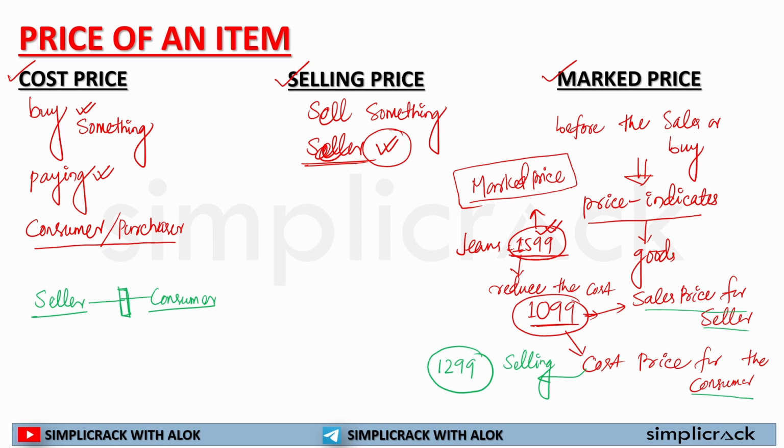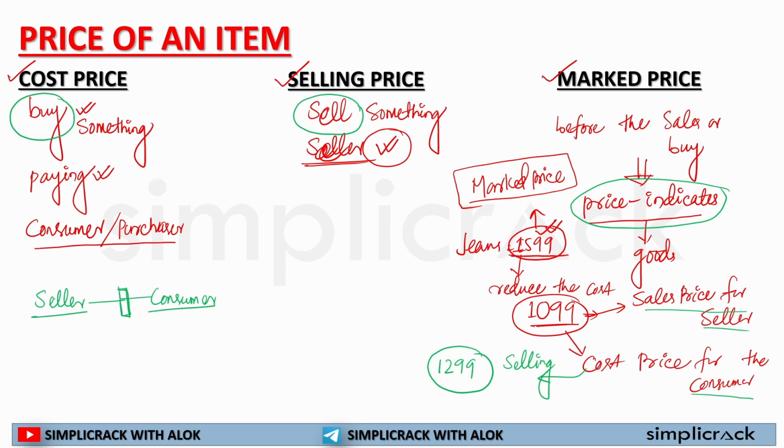I hope this is now clear. The cost price will be only associated with whoever is buying that product. The sales price will be associated with whoever is selling the product. And mark price is indicative in nature. I hope now we are clear about the pricing, because this is the foundation. Only this will ensure that you understand each and every question very clearly in our upcoming slides. So this was all about cost price, selling price and mark price.